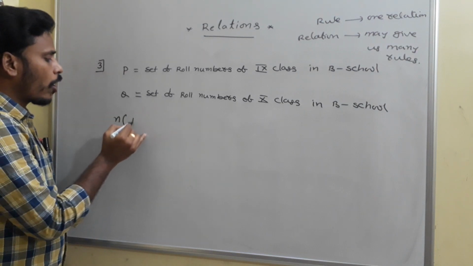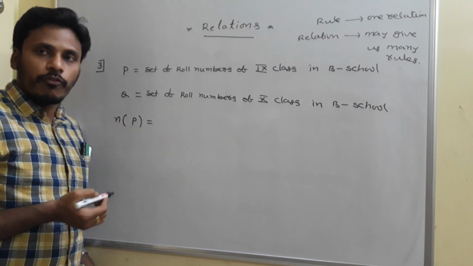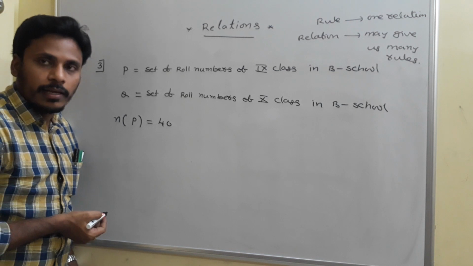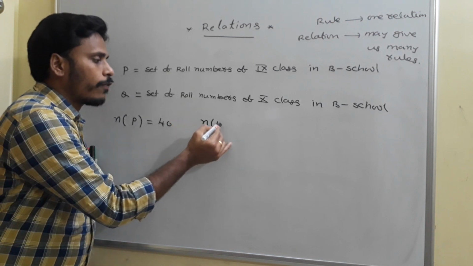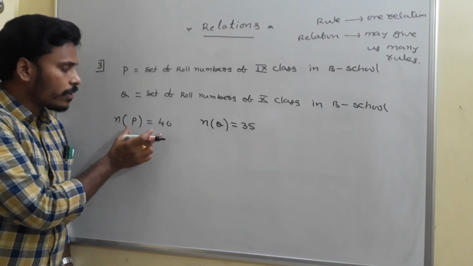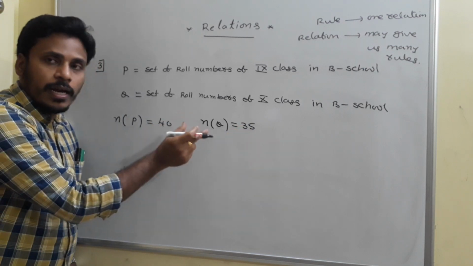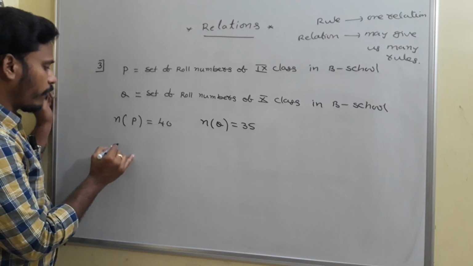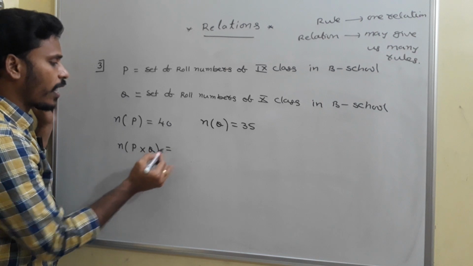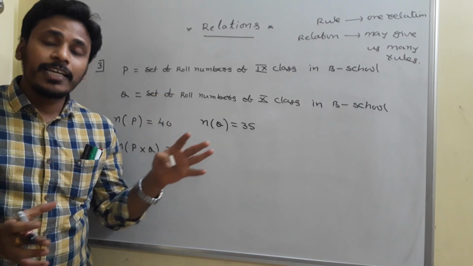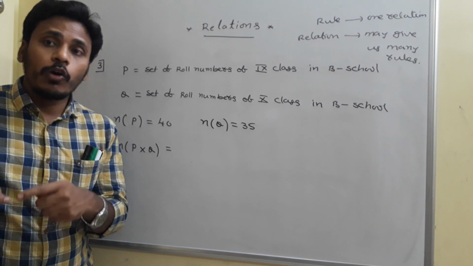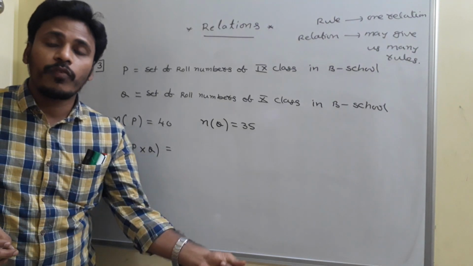Suppose you ask how many students there are in 9th class, n of P. You may take it as 40. There are 40 students in the 9th class. And n of Q, the number of students in the 10th class, you may take as 35. Since the number of students in 9th class is 40 and in 10th class is 35, what do you say about the number of ordered pairs in P cross Q? Here we are connecting every student of 9th class to every student of 10th class.